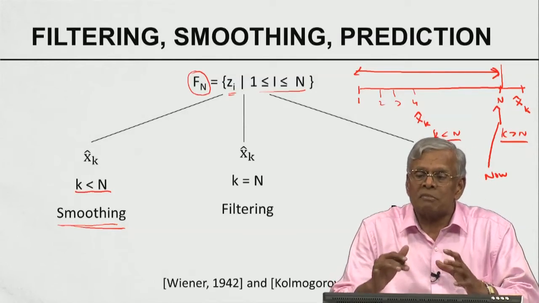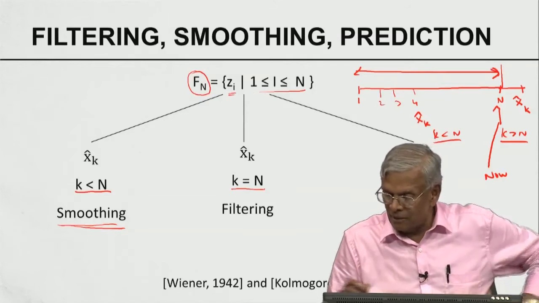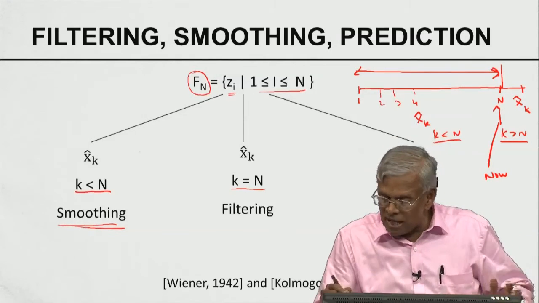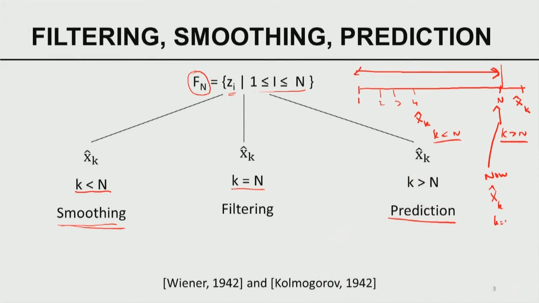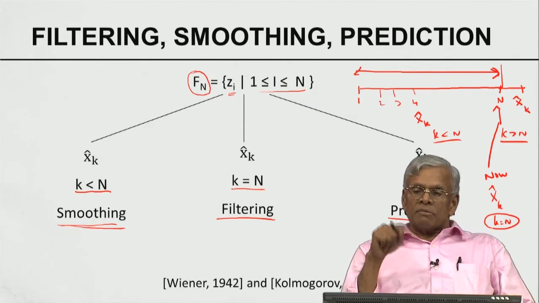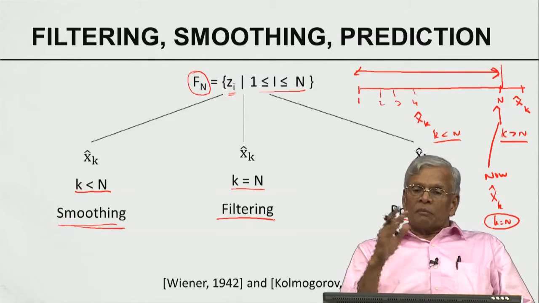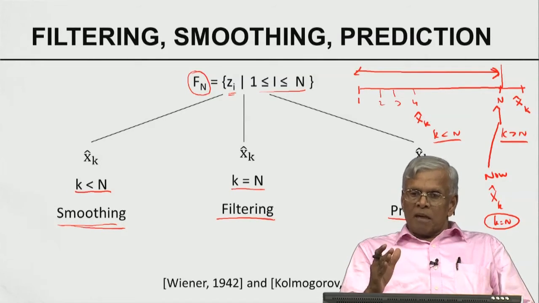If I want to make an estimate at the time k equal to n, what is the idea here? I have been given a bunch of observations from 1 to n. I would like to be able to get the state of the system at time k equal to n. That is called the filtering problem. So the filtering problem is an estimation problem where I use all the information up to the time n, and at that time I would like to get the best estimate. That is the filtering problem.